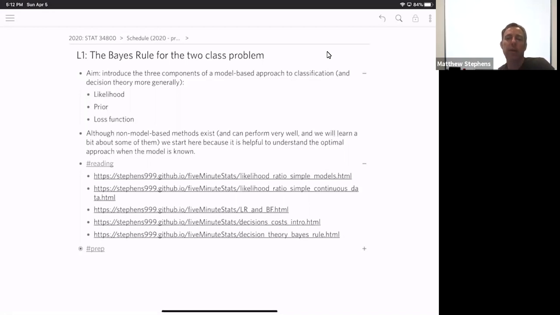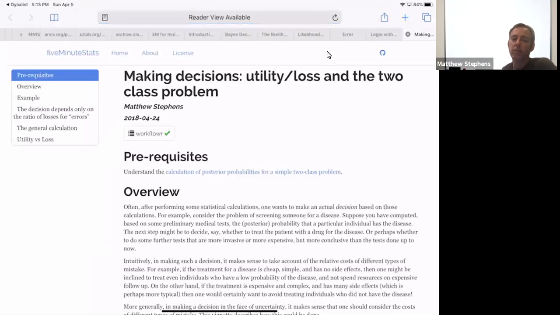And now we're going to talk about the last part of the problem, which is the loss function, which says how bad different mistakes are. I'm going to look at this vignette about the two-class decision problem. It's probably best read, so I'm not going to go over all of it in detail. I encourage you to read the details.